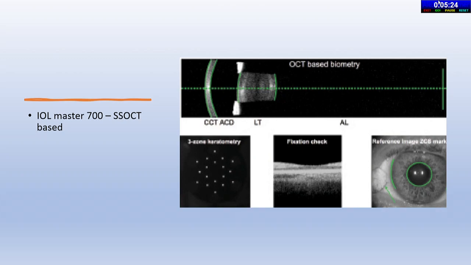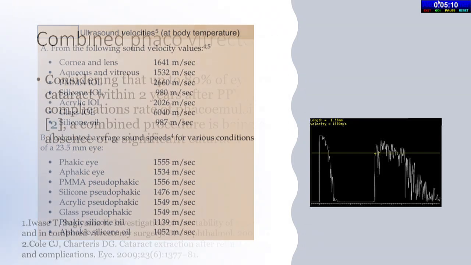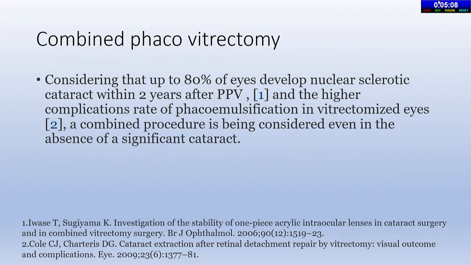Considering that 80% of eyes do develop cataract if they are undergoing vitrectomy, a combined procedure is being considered nowadays, especially in patients above the age of 40. There was a study which noted that the Kane formula was giving good results in patients undergoing combined cataract with vitrectomy.